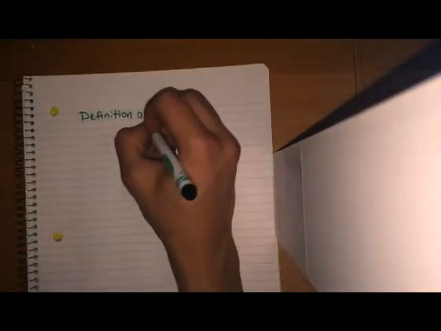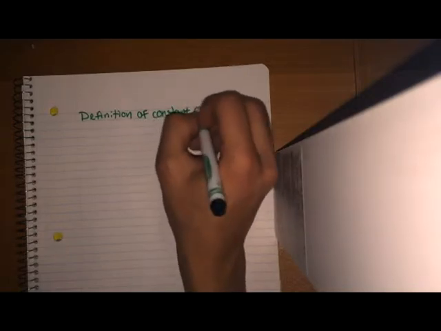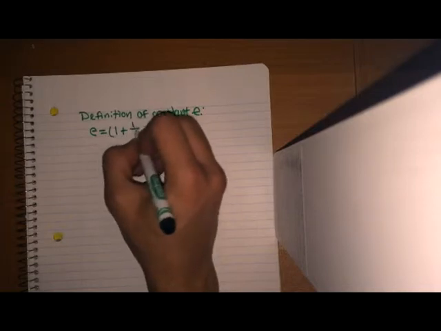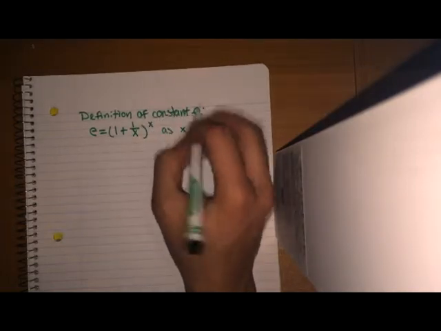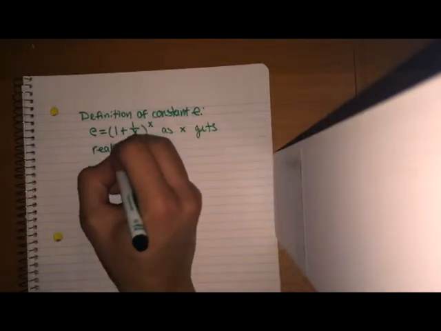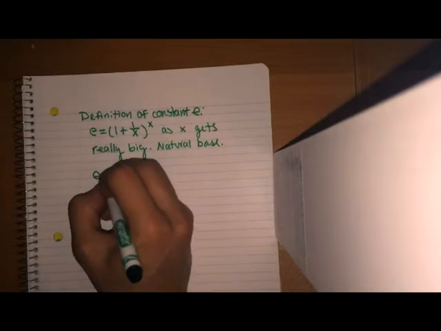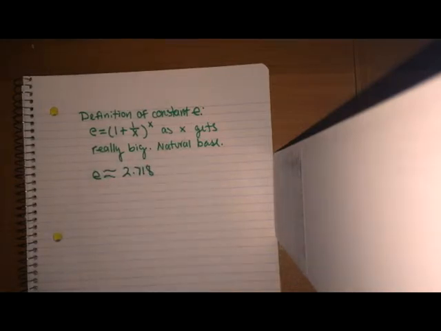Before explaining the derivation of the compound interest formula for continuous compoundings, you must understand what constant E means. E is equal to (1 plus 1 over x) to the x power as x gets really big. Constant E is considered the natural base. E is approximately 2.718.